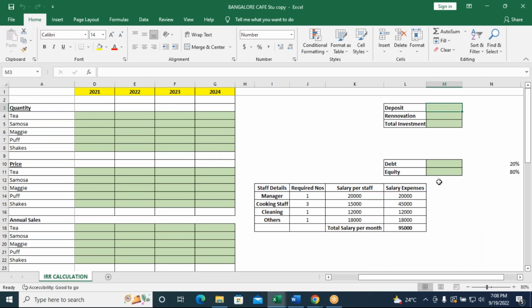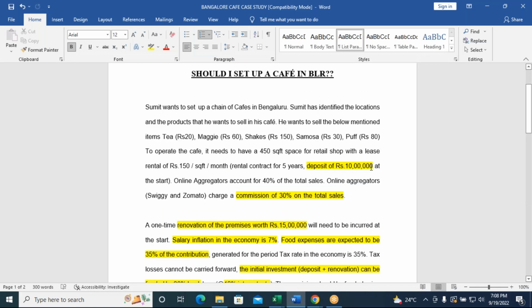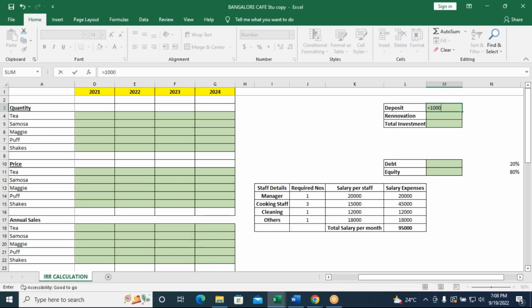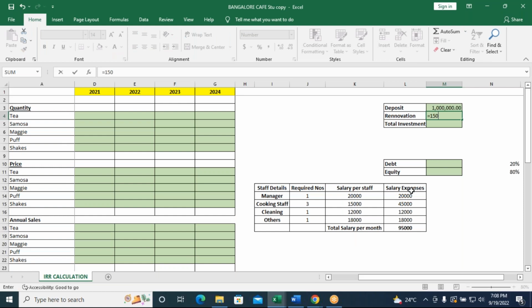Okay, so now the deposit. What is the deposit that I'm going to make? Look at the question and tell me the deposit amount I need. 10 lakh, ma'am. So the deposit will be 10 lakh. And for renovation, 15 lakh rupees. Now the total investment, so I'm using the sum: the deposit is 10 lakh, on top of it the renovation amount I need is 15 lakh, so the total investment is 25 lakh.